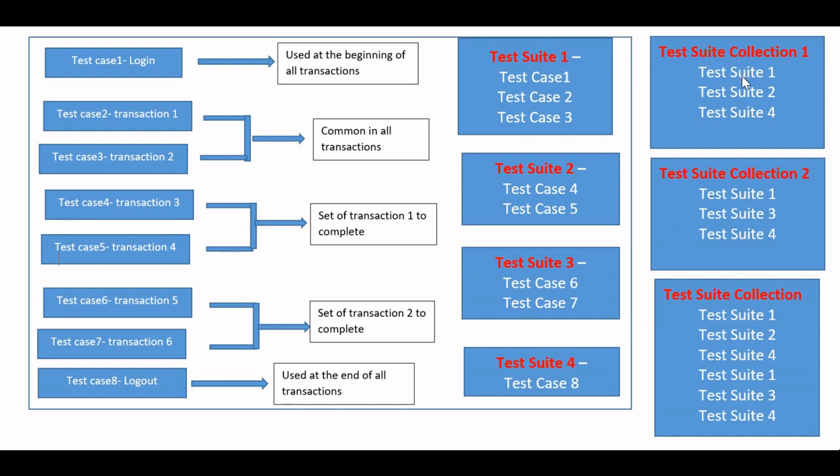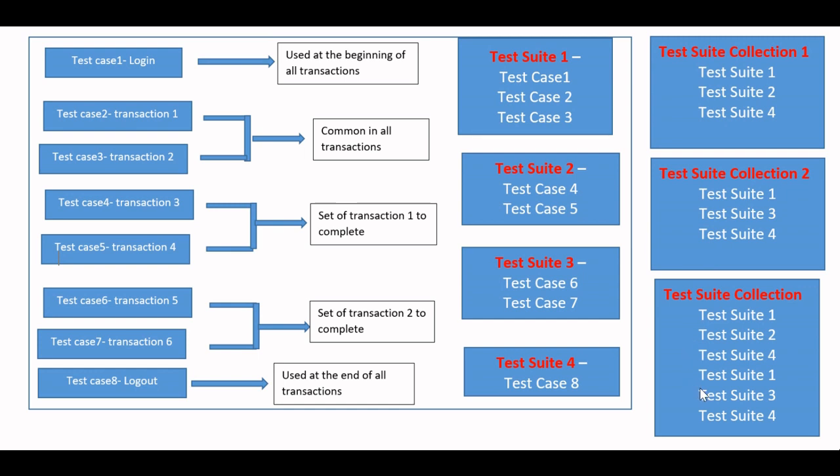One is test suite collection 1 having test suite 1, which will have the test case 1, 2, 3. Test suite 2 having the test case 4, 5 of set of one transaction, and test suite 4 that is logout transaction. Test suite collection 2 contains 1 and 4 as common, and test suite 3 having the set of transaction 2.